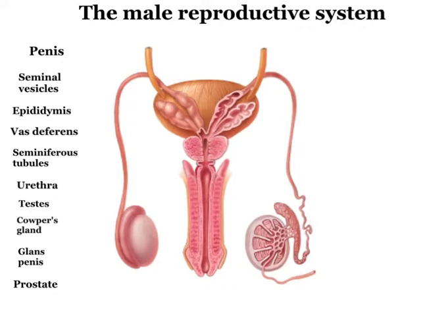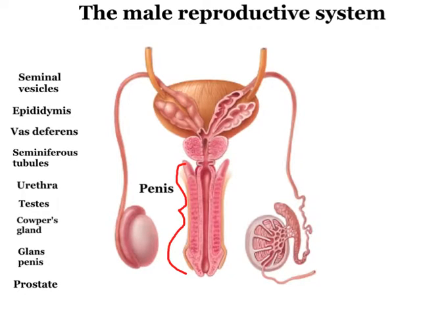So the first labeling that we're going to do is the penis. Now, the penis is this area here. And essentially the penis is the part of the male reproductive system that is used for sexual intercourse. It's a delivery mechanism for the sperm.